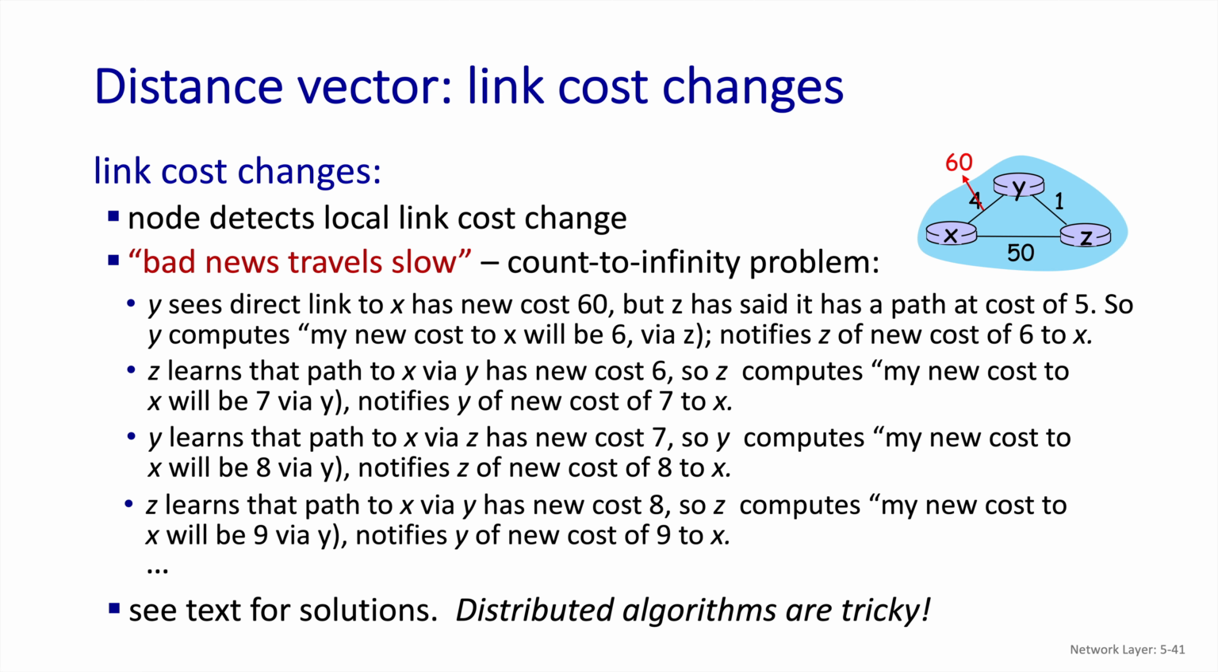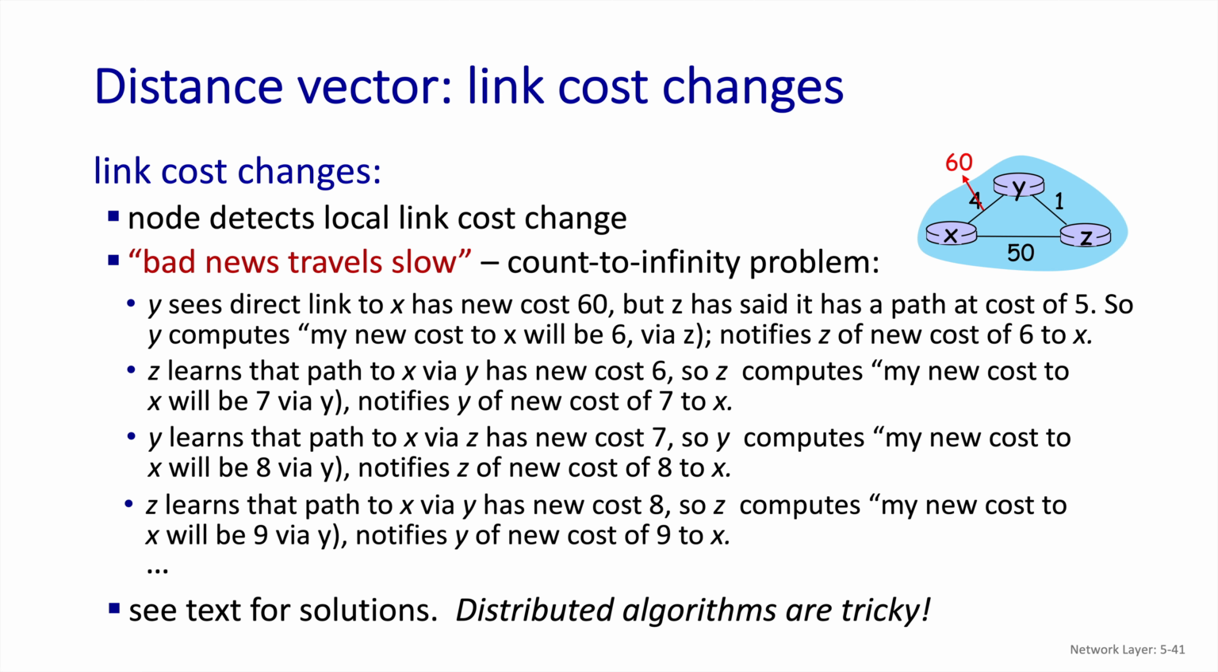When y observes this dramatic cost increase on its direct link to x, it will switch over to using the cost that it learned from z. So y will now say that it can get to x with a cost of 6 by going through z. Y will then advertise this new distance vector, and z will see that its cost to get to x has increased from 5 to 7, and advertise a new cost to get to x of 7.